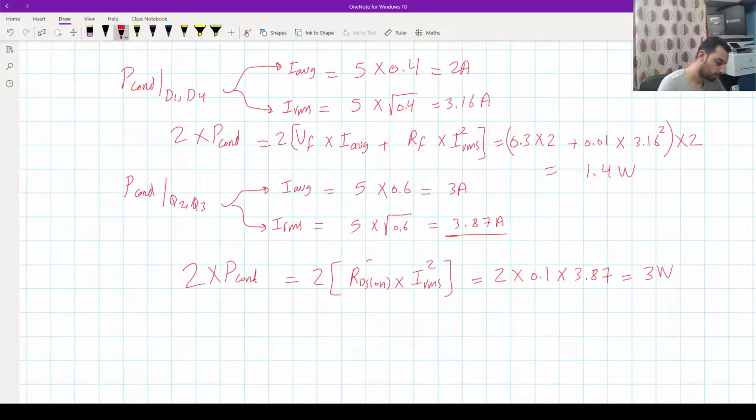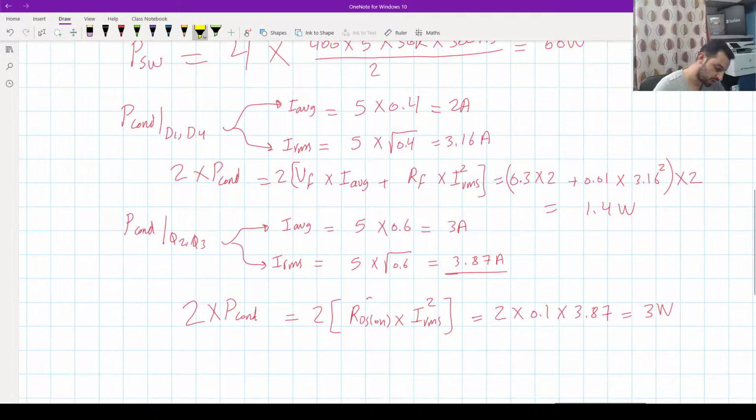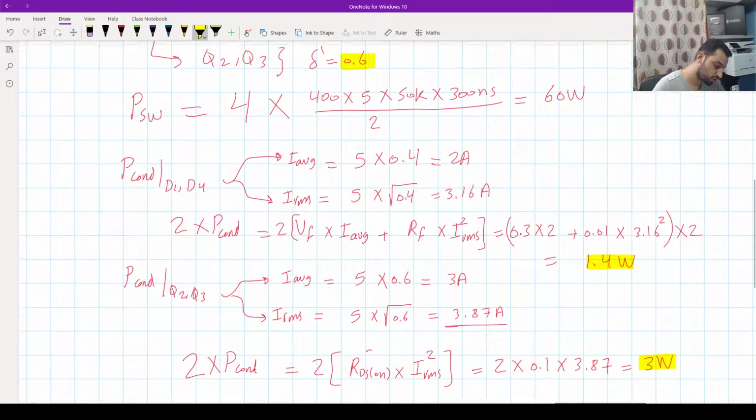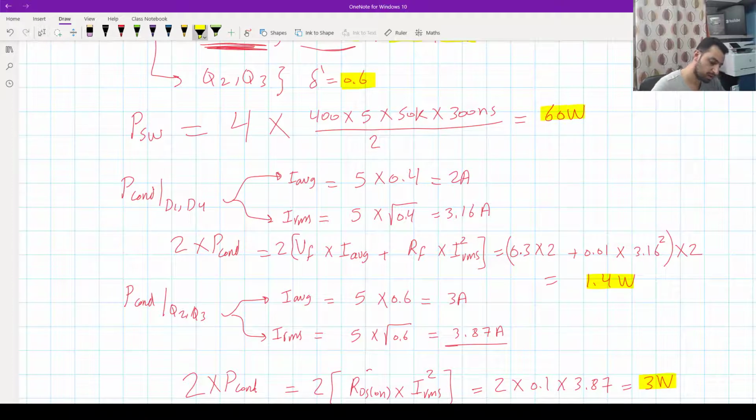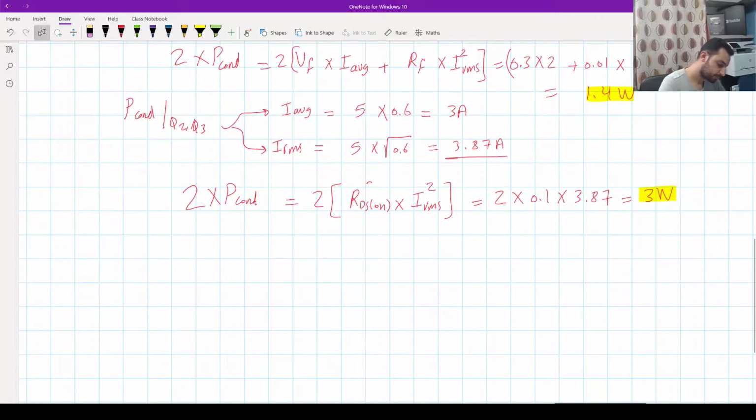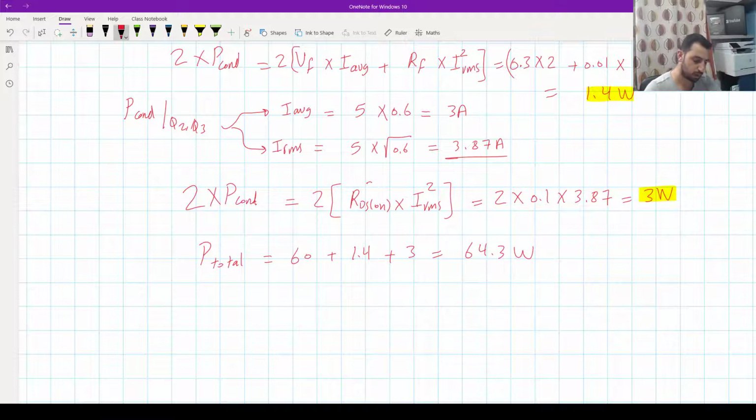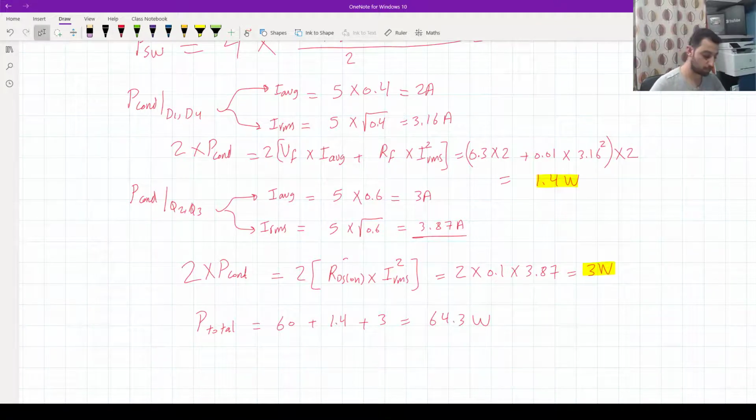So now, by looking at all the dissipations, we have for the conduction this value for the transistors, and we have this value for the diodes, and for the switching we have that value for all the transistors. So we have P total will be 60 plus 1.4 plus 3, and that will give us 64.3 watt, okay? So I think we finished this question.